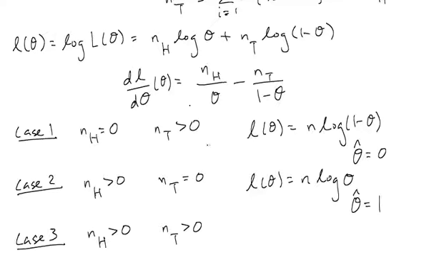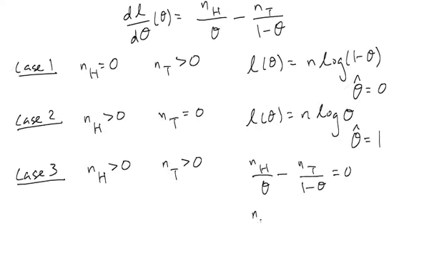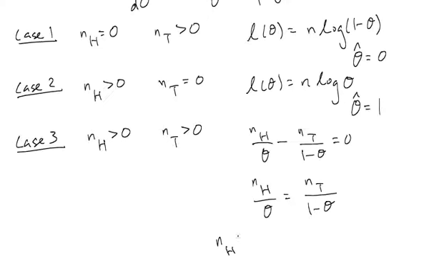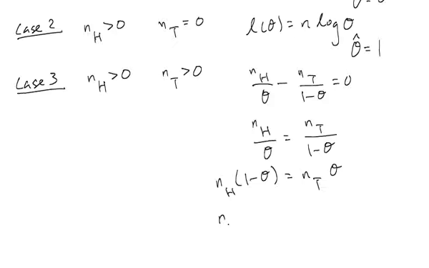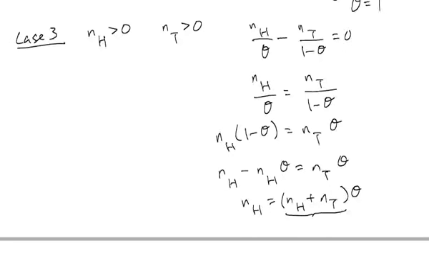So in this case, we set the derivative equal to 0: nh divided by theta minus nt divided by 1 minus theta equals 0. And this is, of course, the same as saying the number of heads divided by theta is equal to the number of tails divided by 1 minus theta. And so we have number of heads times 1 minus theta equals number of tails times theta, which we can write as number of heads minus number of heads times theta equals number of tails times theta. So number of heads is equal to number of heads plus number of tails, times theta. This, of course, is n. And so this means that theta hat is equal to the number of heads divided by n.